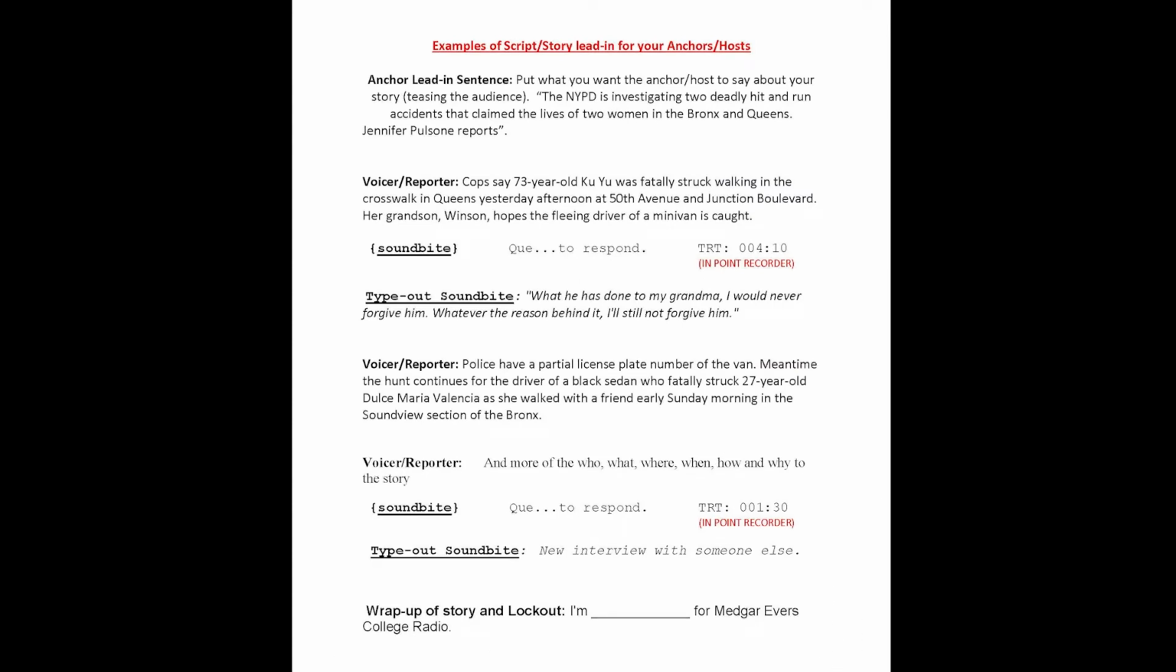Example of a script and a lead-in for your anchors and hosts. If you're doing a radio show that you have a host or an anchor, you write in the lead so the anchor or the host can lead into the story that's coming up next in the show. Always write out word for word what the anchor has to say. Always write out word for word what you are saying. Always write out word for word of the sound bites. Also make sure that you have a time on the sound bites and your voicers.